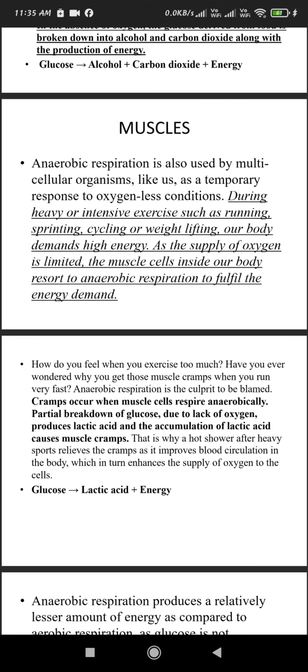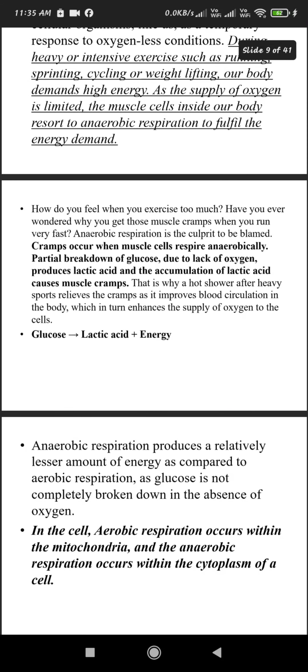So what happens is that anaerobic respiration is used by multicellular organisms during heavy or intensive exercise such as running, sprinting, cycling, weightlifting. Our body demands high energy, so the supply of oxygen is limited. So muscle cells, instead of aerobic respiration, will do anaerobic respiration. Okay, and glucose will produce lactic acid and energy. So the end product of this respiration is lactic acid. So cramps occur when muscle cells respire anaerobically.